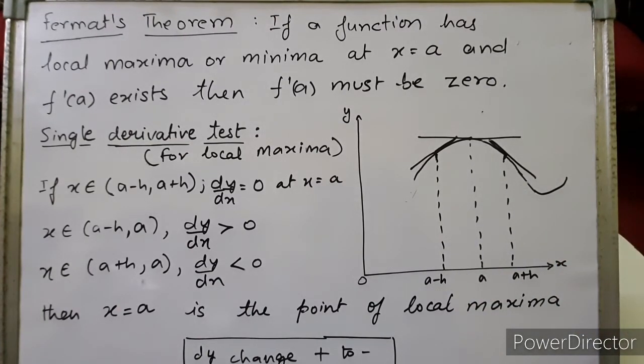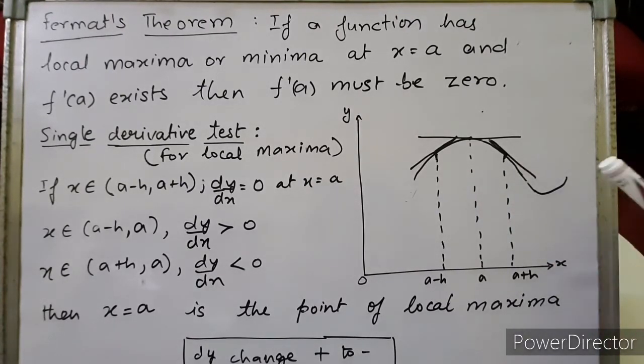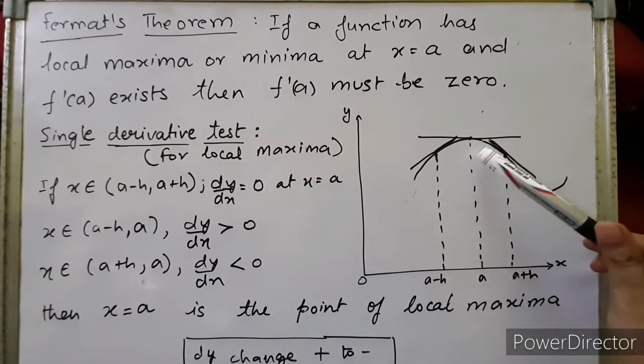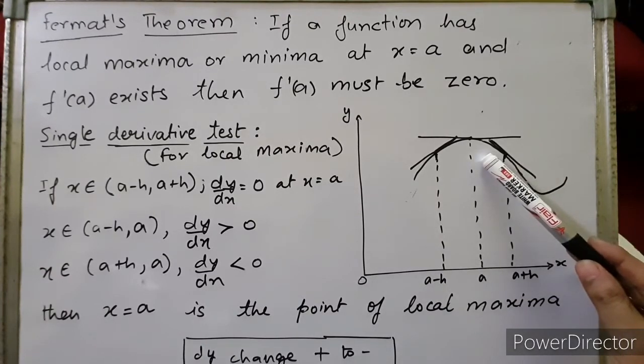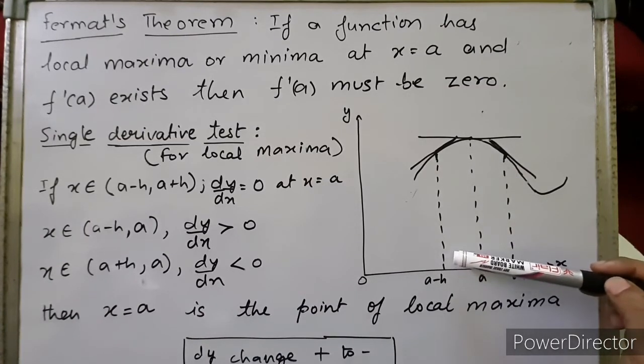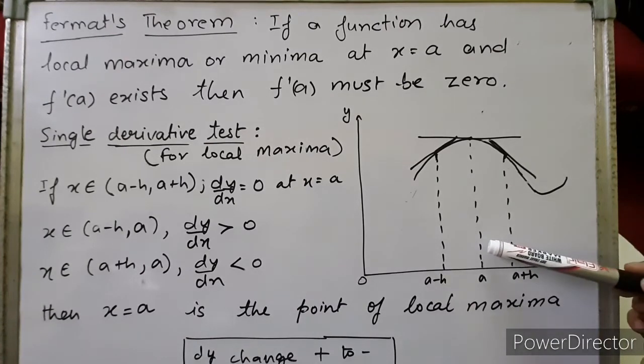So whenever the derivative changes sign from positive to negative, by the single derivative test we can say that a local maximum value is lying there. That means at x equals a we are getting local maxima. Right. The derivative of the function is 0 at a. Now a could be a maximum value or could have a local minimum value. So when the derivative of the function changes sign from plus to minus, we will have a maximum value.